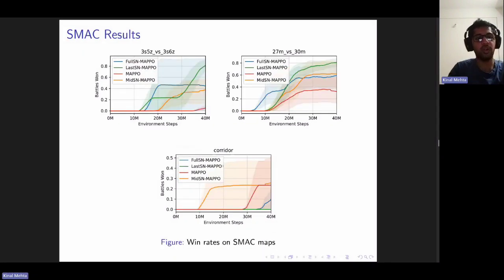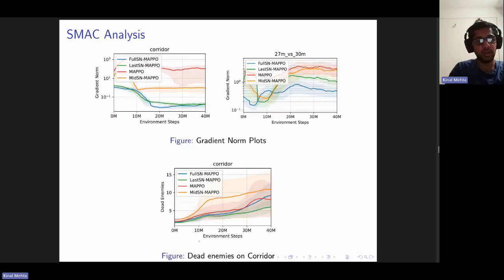One more thing that we saw in the corridor environment is that MEPPO and mid SN MEPPO are performing almost close, with really close win rates. But when we look at the number of dead enemies in the opponent team, we can see mid SN MEPPO is consistently doing better than MEPPO, and even full SN MEPPO is doing almost as well. This basically shows that full SN MEPPO is not able to kill all the enemies in the opponent team, but it is able to kill as many enemies as MEPPO is.